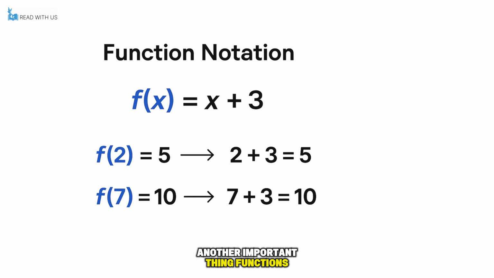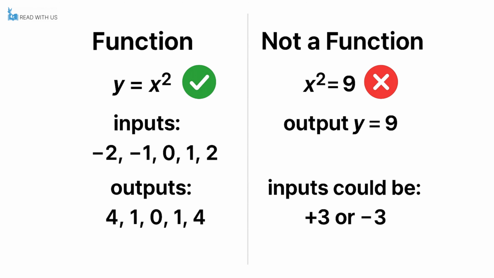Another important thing, functions are different from general relations. In a function, every input has only one output. For example, the relation y equals x squared is a function, because for each x there is a unique y, but something like x squared equals 9 is not a function, if we try to solve backwards, because x can be positive 3 or negative 3 for the same y.